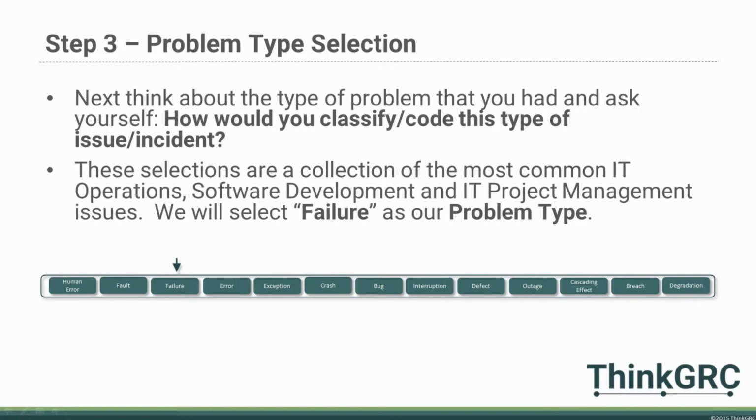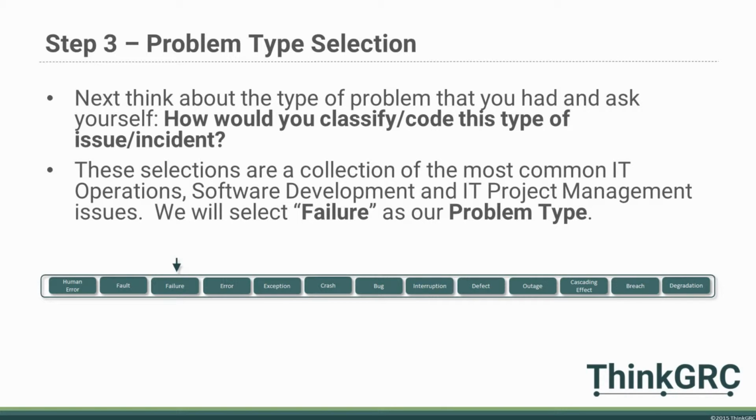To close out our problem classification selections, we will move to step 3, problem type selection. Again, think about the type of problem that we have and ask yourself, how would you classify or code this type of issue or incident? These selections are a collection of the most common IT operations, software development, and IT project management issues. We will select failure as our problem type.